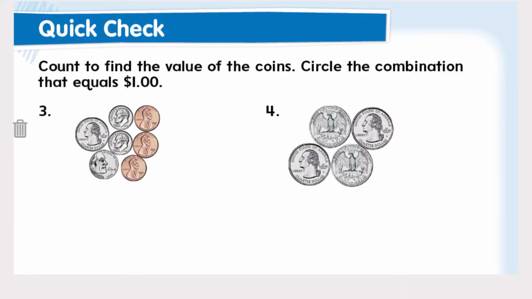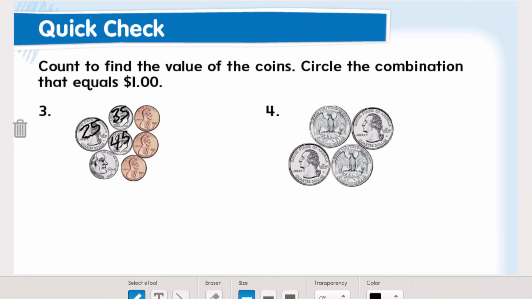Count to find the value of the coins, circle the combination that equals $1. So let's start with our biggest coin. We've got quarter, that's 25, plus the next biggest or greatest value, I should say, are dimes. So plus 10, 35, plus 10, 45. Next biggest would be our nickel, which is plus 5, 45 plus 5 is 50. 51, 52, 53. So this one is 53 cents.